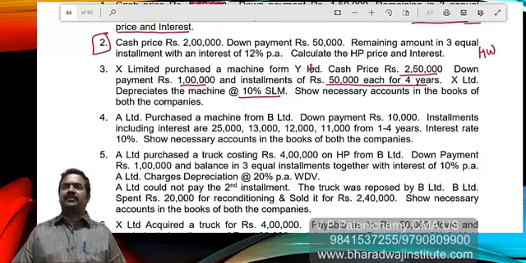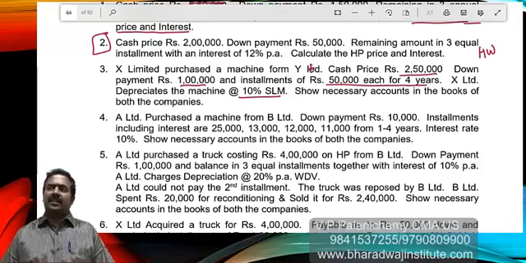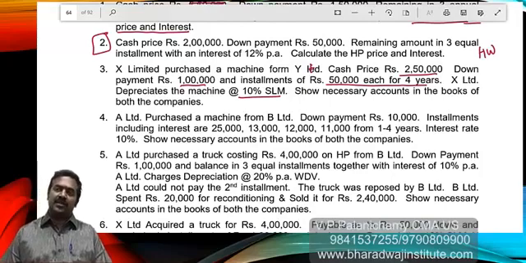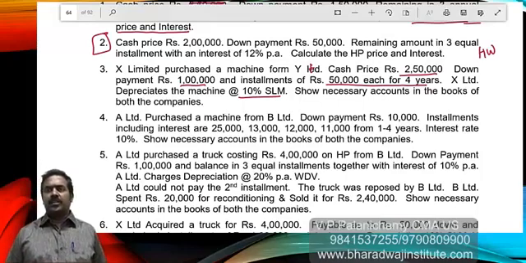What is missing in this problem? In the last two problems we were given interest rate 10%, 15%. Interest rate was available. But here, interest rate is missing. What is the cash price? 2,50,000. Down payment 1 lakh, plus installments are 50,000 into 4 years. Just add up installment and down payment. Let us see. Start. Computation of amount paid.